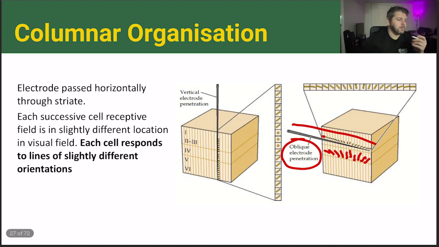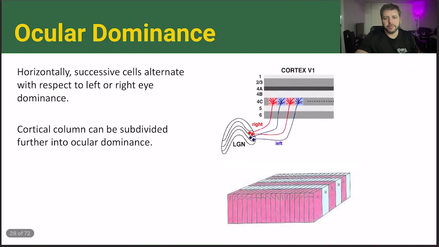And so each cell responds to lines of slightly different orientations, and whether we're recording down in the brain or across the cortical sheet, we either see sensitivity to orientation across this direction, or more of a consistent response to orientation if we go vertically and record the electrical responses. So more about these ocular dominance columns now.